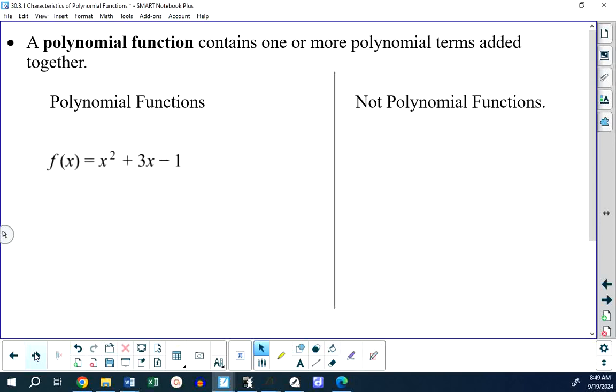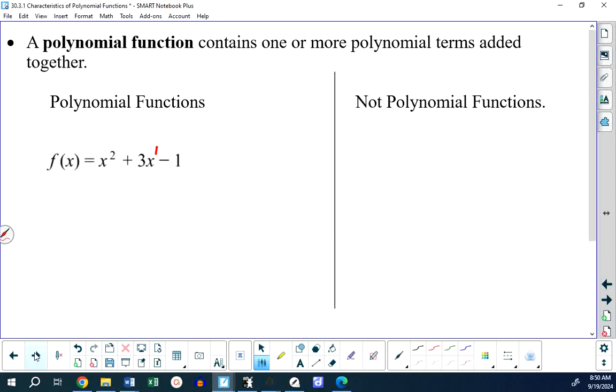This happens to be a quadratic function. y equals, or f of x equals x squared plus 3x minus 1. Is x squared a polynomial term? Yes. It has a coefficient of 1, the variable is x, and the degree is 2 of that term. And then plus 3x, is 3x a polynomial term? Yes. The coefficient of that polynomial term is 3, the variable is x, and the exponent is 1. So we certainly don't need to write this, but if you wanted to, you could put a 1 there.